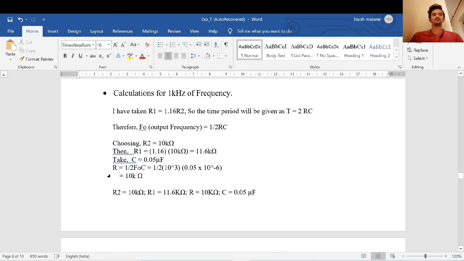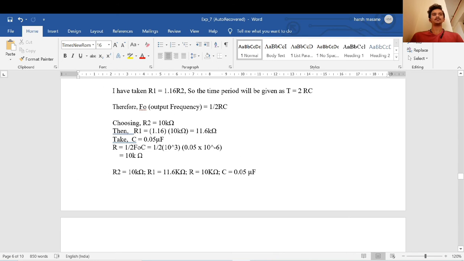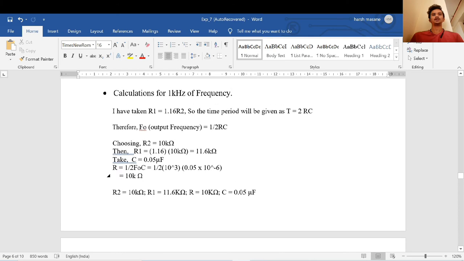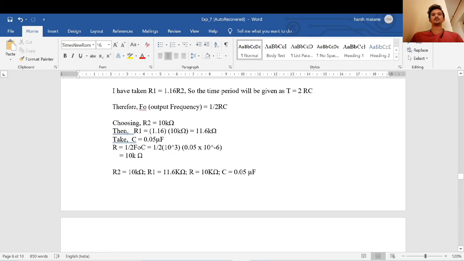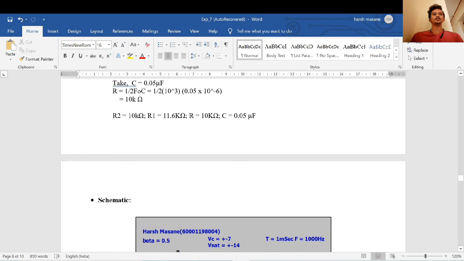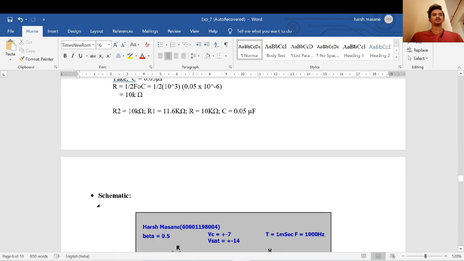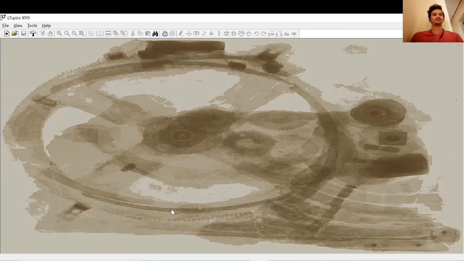So my R becomes 10 kilo ohm. Here my R2 will be 10 kilo ohm, R1 will be 11.6 kilo ohm, and R will be 10 kilo ohm. My C will be 0.05 microfarad. And now let's design the circuit on LTspice.